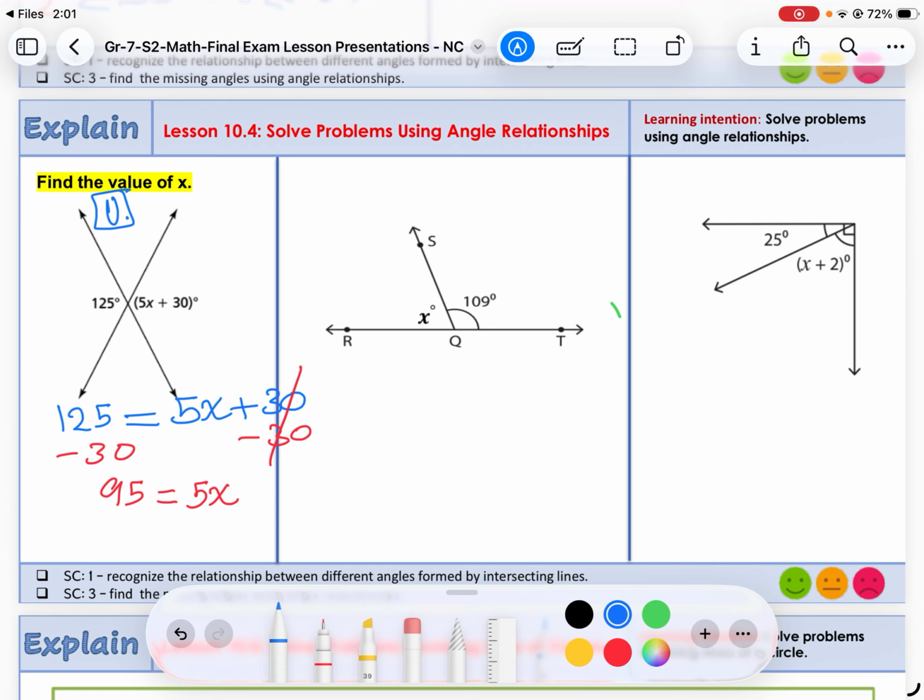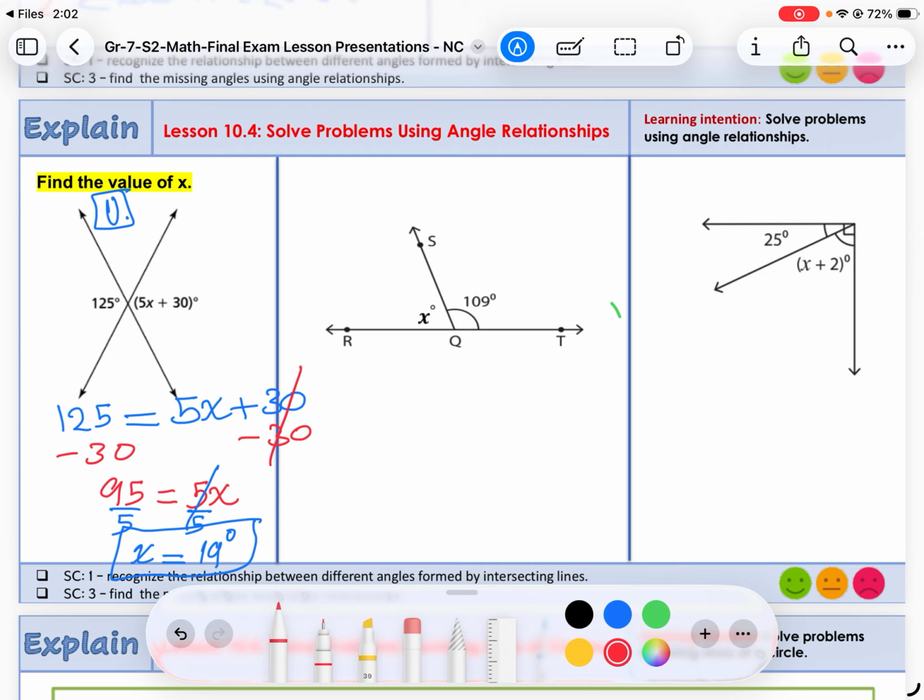Okay, and then after this, we still have to do a second step because X is still not alone. We need to isolate X. We need to keep it alone. So we need to divide both sides by 5. 5 divided by 5, they cancel each other. So X equals 19 degrees. Okay, you have to put the degree at the end because we're talking about angles. So that's it, you guys. This is how you find the value of X for the first type.